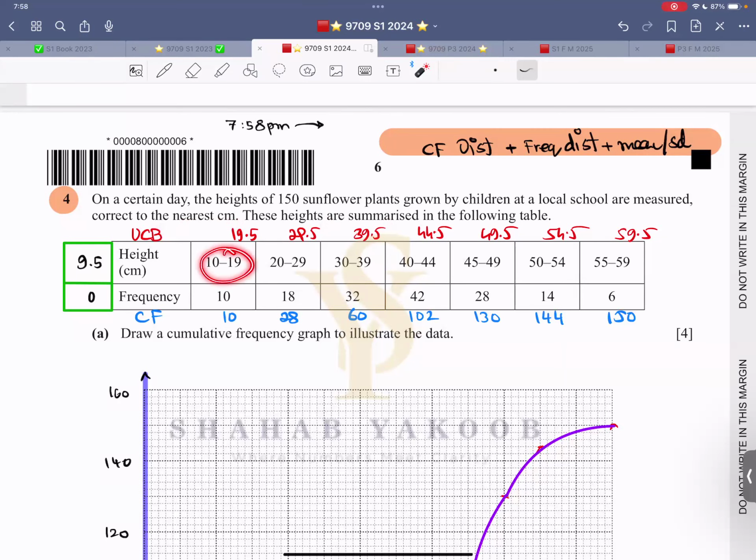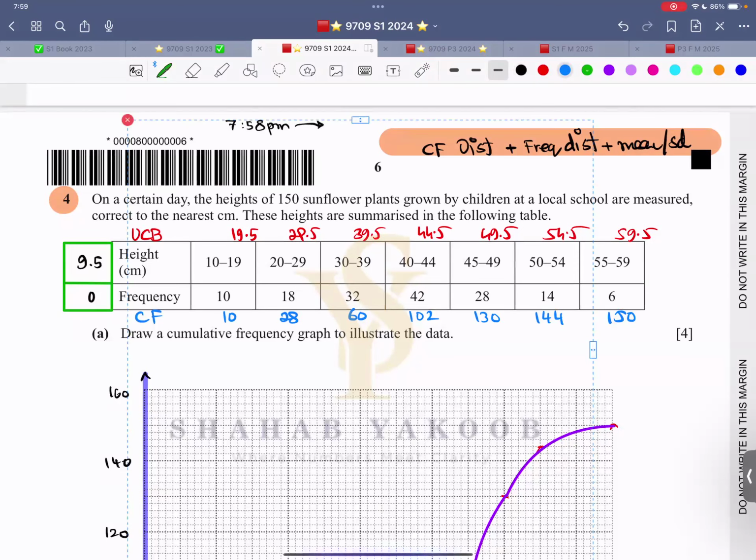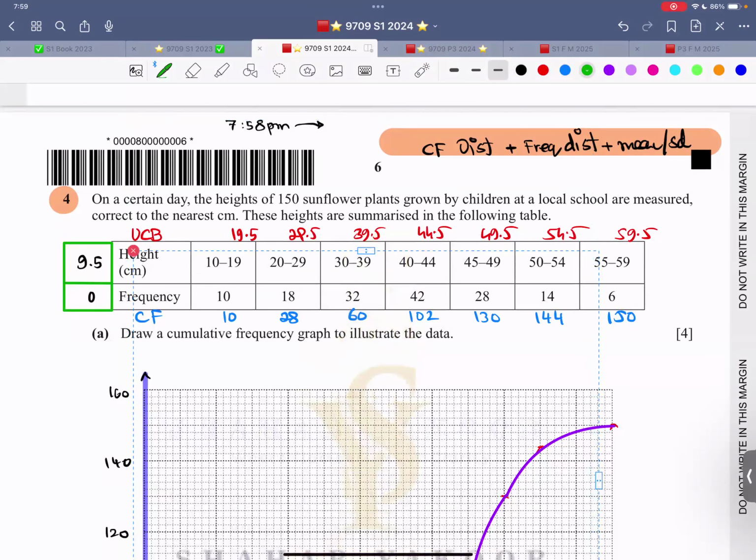So now this table over here, 10 to 19, 20 to 29, 30 to 39, and so on. This is class interval. You have to change it into class boundaries. So let me use this green color over here. This is 9.5 to 19.5, 19.5 to 29.5, 29.5 to 39.5, 39.5 to 44.5, 44.5 to 49.5, 49.5 to 54.5, and 54.5 to 59.5.